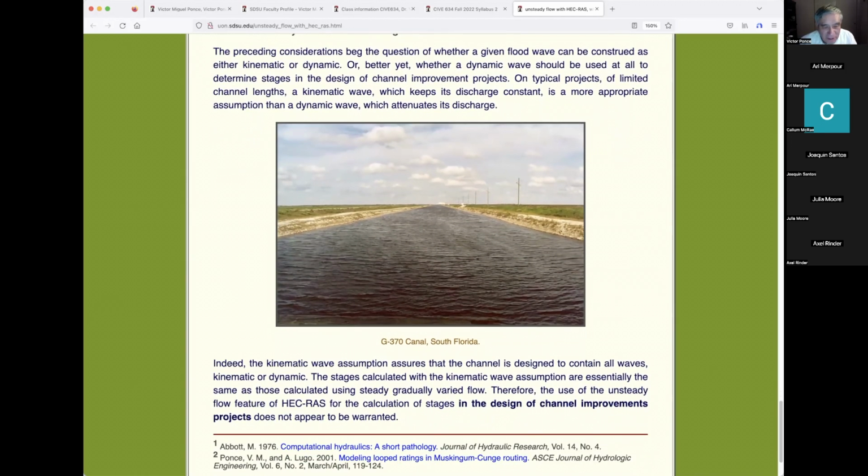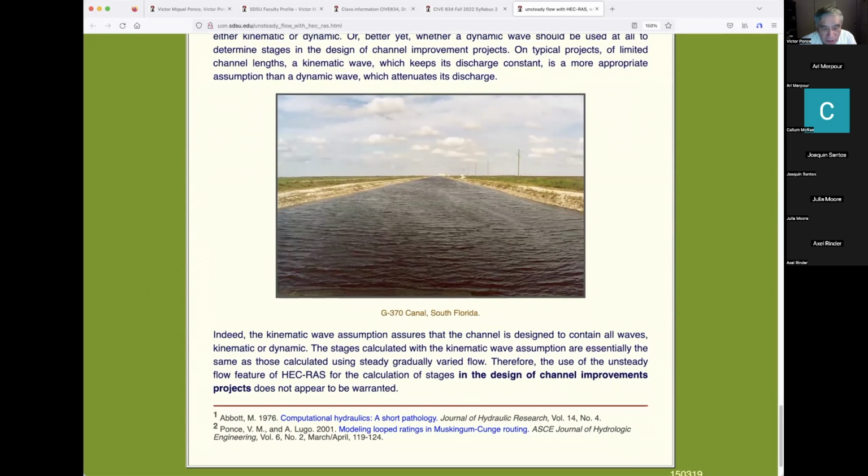Okay. The kinematic wave assumption assures that the channel is designed to contain all waves, kinematic or dynamic. The stages calculated with the kinematic wave are essentially the same as those calculated using steady, gradually varied flow. Therefore, the use of an unsteady flow feature of HEC-RAS in the calculation of stages in the design of channel improvement projects does not appear to be warranted. I said that for 10 years.